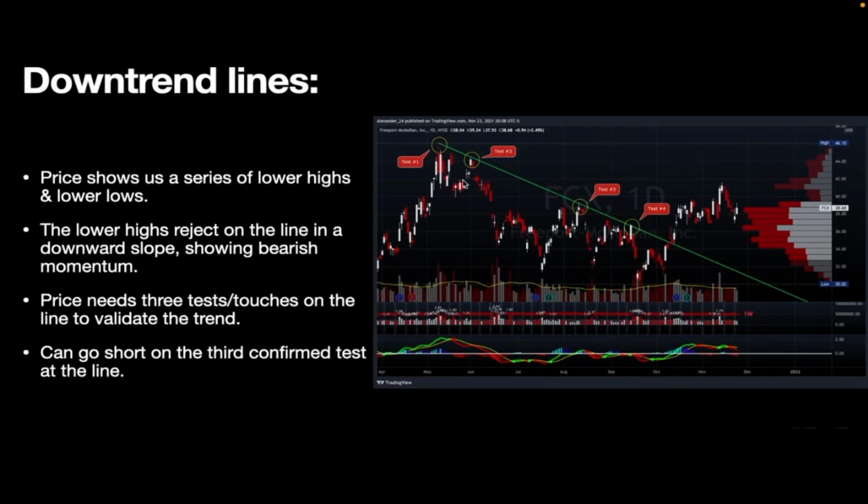If we're trying to find a trade off a downtrend line, obviously if you're trying to trade off the third test, you'd be going short, because once you already have your test 1, test 2, and you're waiting for price to return for test 3, your test 3 is what's going to validate the downtrend, so you're going to want to go short there.